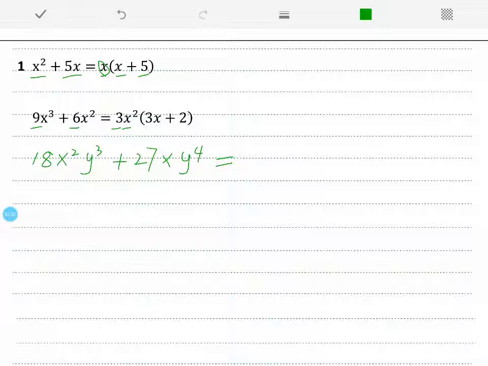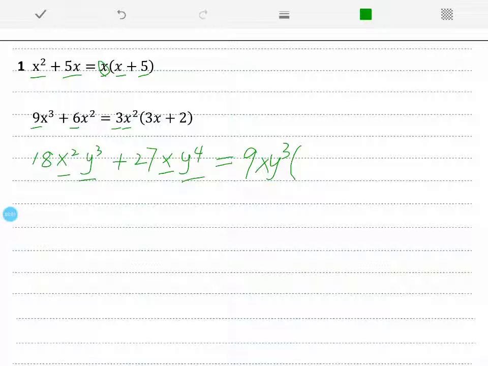So the largest common factor between 18 and 27 is 9. Make sure you're familiar with the times table. So write 9 here. For the polynomial part, x squared and x, the common factor is x. And the common factor between y cubed and y to the power 4 is y cubed. And followed by a bracket.